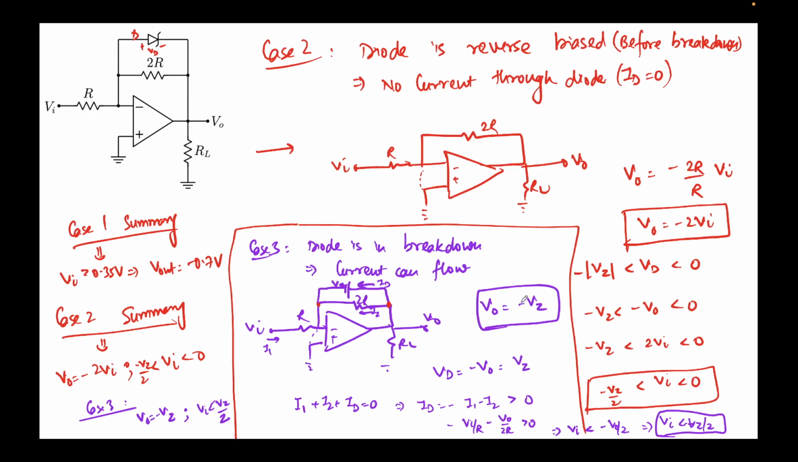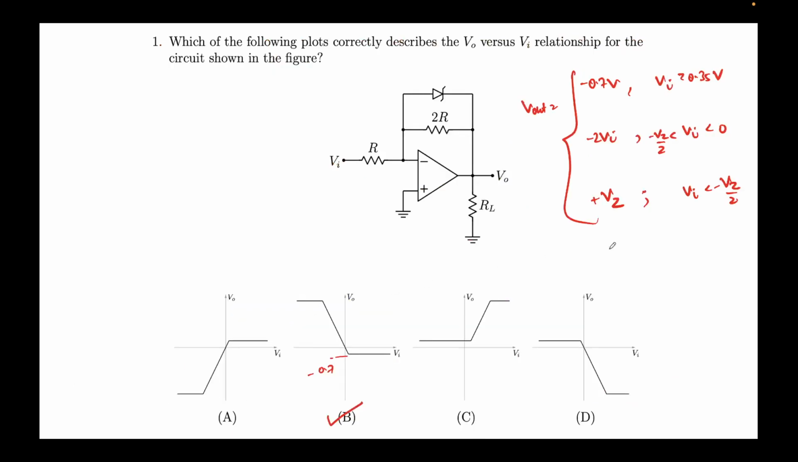Okay, so it's plus Vz. Why is it plus Vz? Because I've already reversed the polarity here. So Vd must be equal to Vz. Again here it will be minus V0 by 2, so hence it will be minus Vz by 2. So that part is correct. So V0 is plus Vz, and so we obtain the curve B.